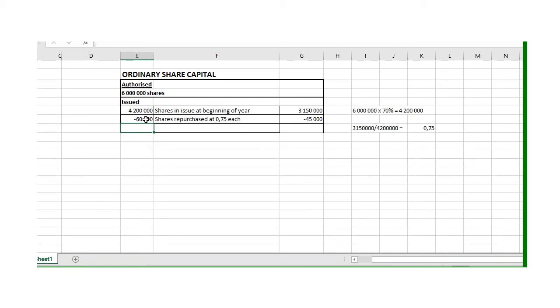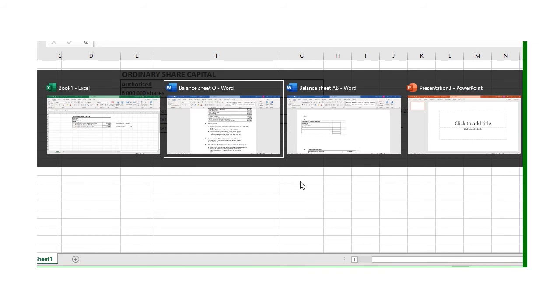So it's 4.2 million minus 60,000 gives me 4,140,000 shares, number of shares in issue at the end of the year. And the value would be 3,150,000 minus 45,000 gives me 3,105,000, which is the value of shares at the end. And that is all we need to do for the ordinary share capital note. We can now move on to the retained income note.